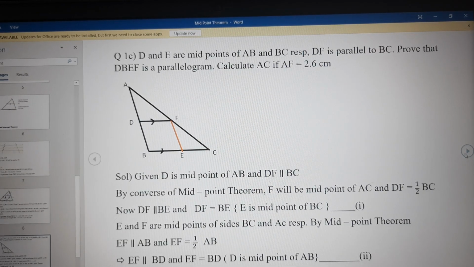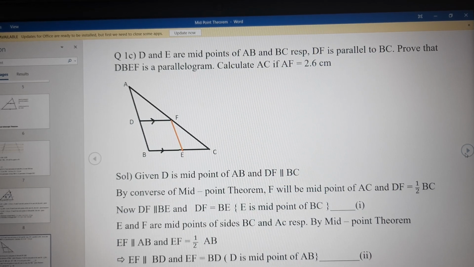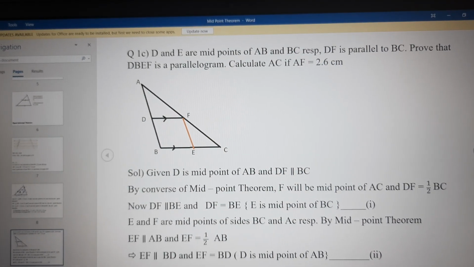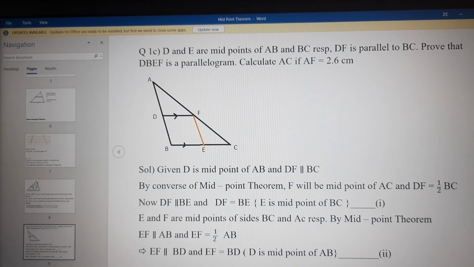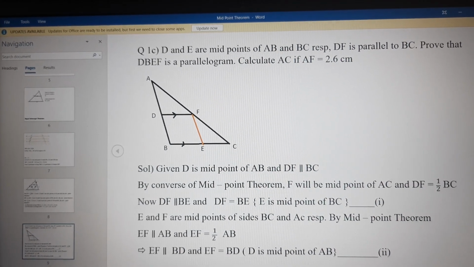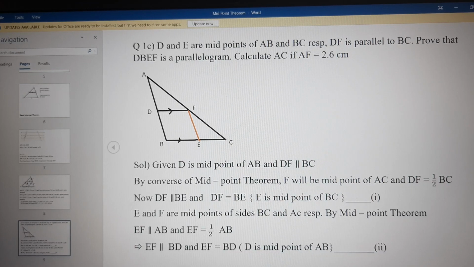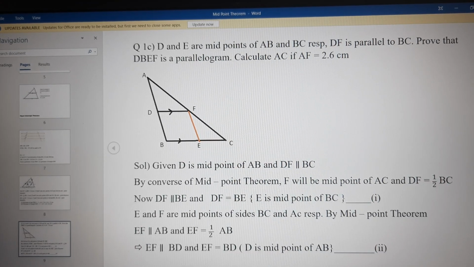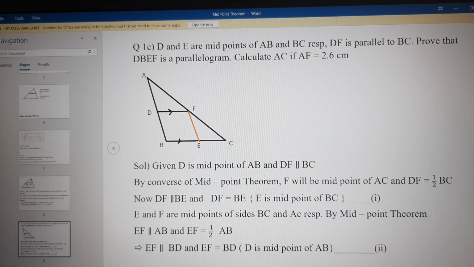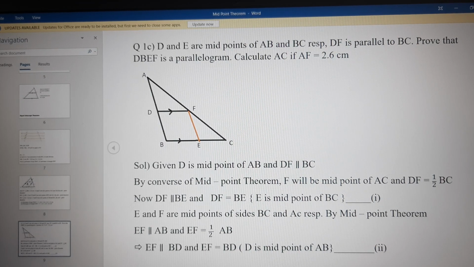Question number 1, C part. It says that in a triangle ABC, which is given here, D and E are the midpoints of AB and BC line segments respectively. And it is given that DF and BC are parallel to each other. It is given in the question. And we have to prove that DBEF is a parallelogram.